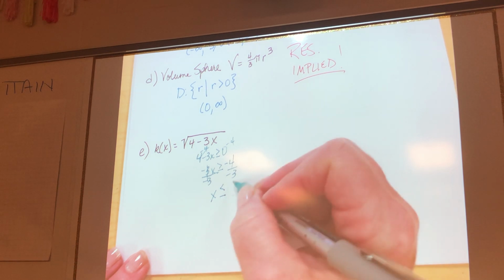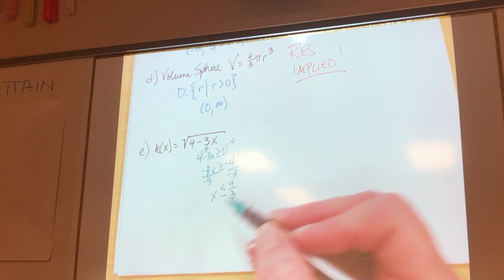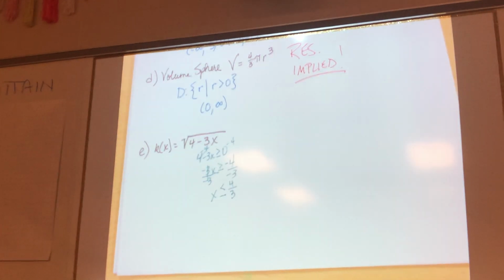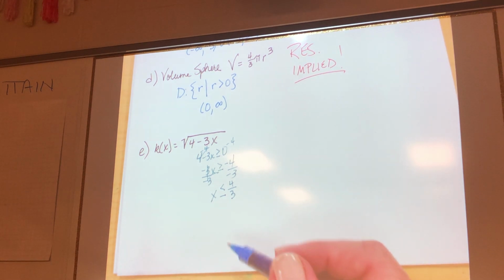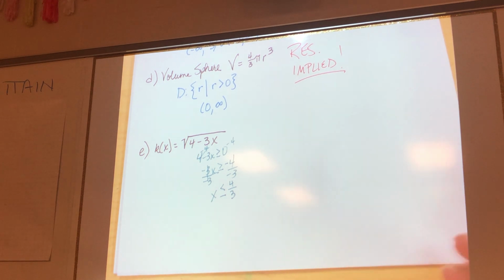Multiply or divide by a negative, and you must flip the sign. So this becomes my domain, okay? Wait, if you divide by a negative, then you flip the sign? Yes, if you multiply or divide by a negative number, you have to flip the sign, okay? Do you know why that's true?